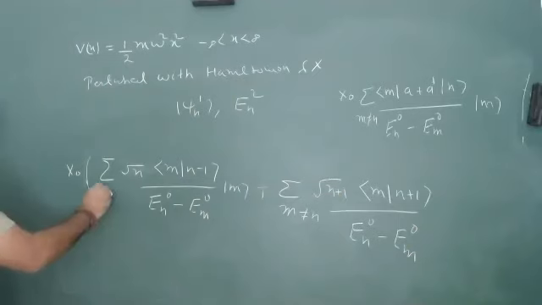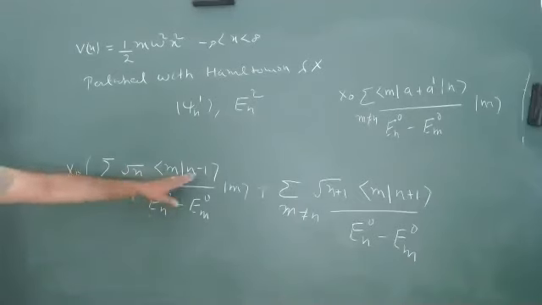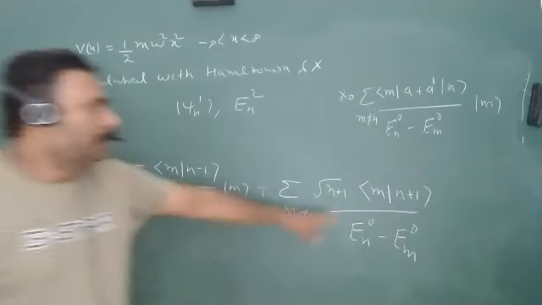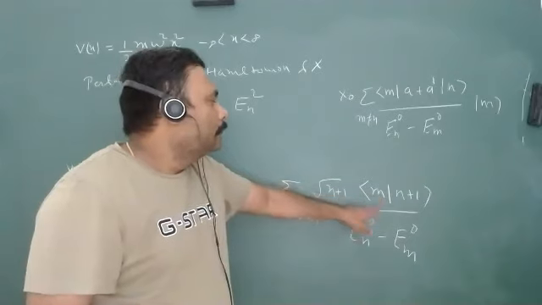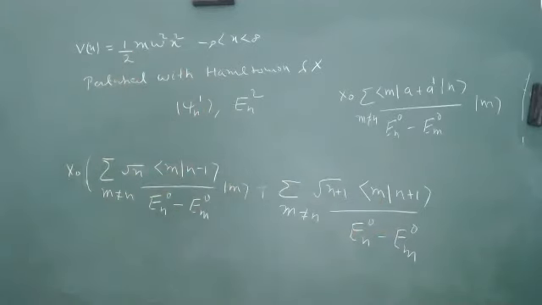Now x naught I have taken outside. Now here again you have m is not equal to n. So this term is going to survive only for which m? This term, m equal to n minus 1. So this term will survive for m equal to n minus 1, and this term will survive for m equal to n plus 1, and all other terms will be 0. Are you getting this? Yes, sir. All other terms will be 0.